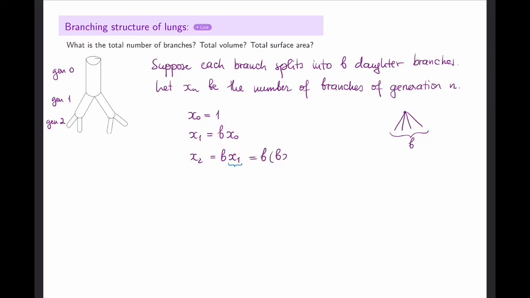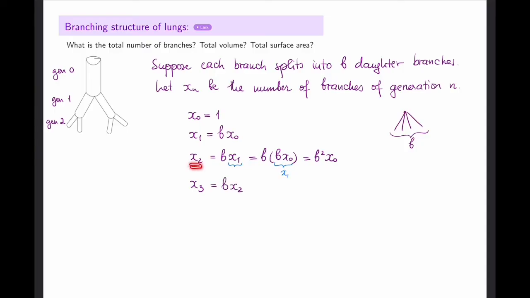So I'm going to altogether create an expression that only depends on b and x naught. Combining the two b's together, I see that I get b squared x naught. What are we going to have in the third step? Well, the same pattern repeats. No matter what generation I'm at, the number of daughter branches will always be b times the previous generation.